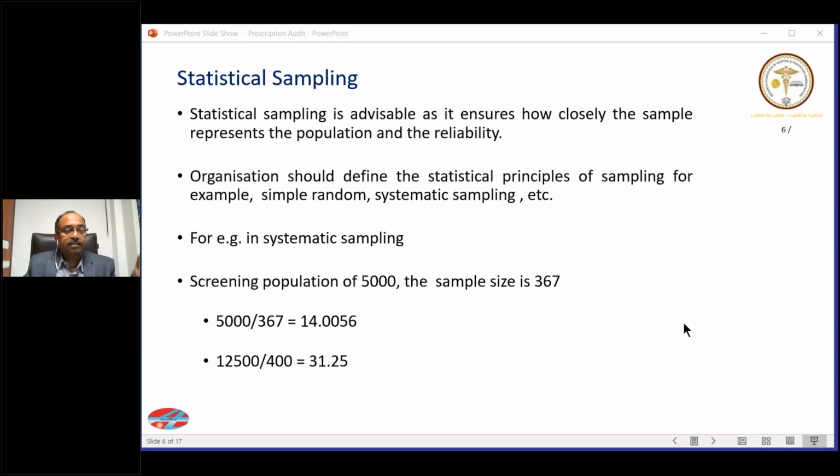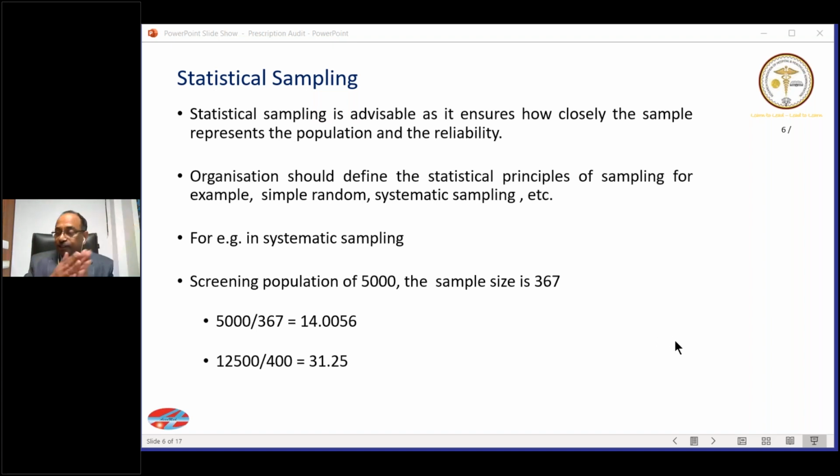So using this 31.25 figure, if you collect every 31st sample, you will be able to get 400 samples out of 12,500, and your samples will be spread evenly throughout this 12,500. Is this understood? Great. So using this method, we have now simplified the entire sampling methodology.